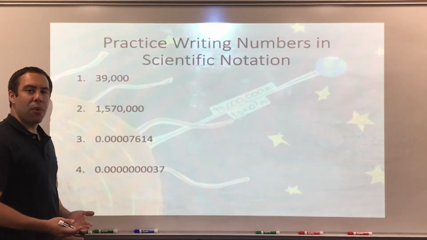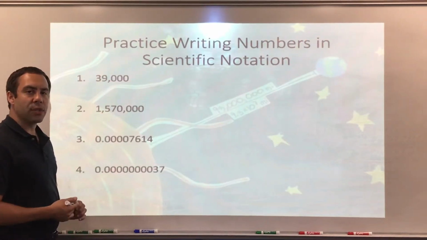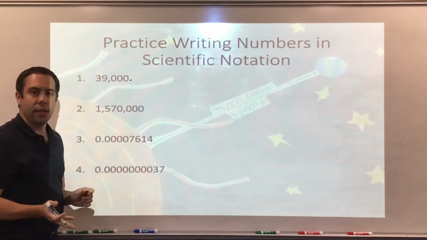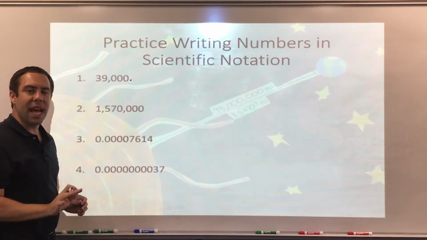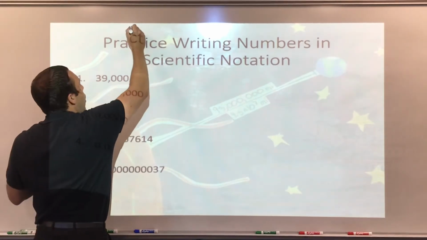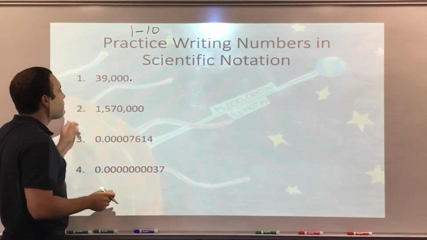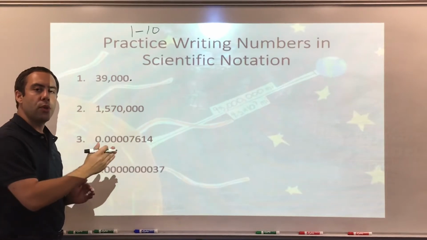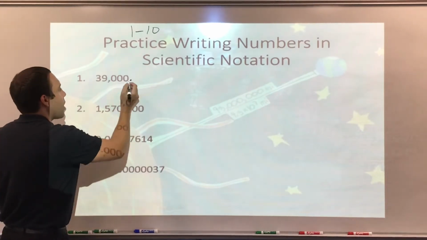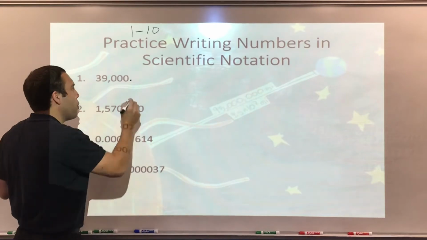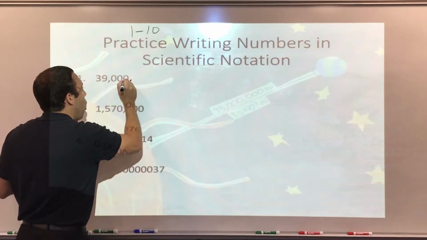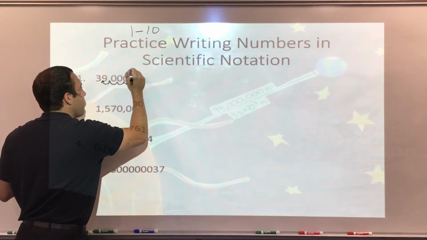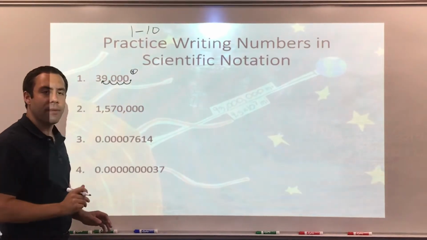In practice problem number 1, we have 39,000. In this number, the decimal point is here at the end. Now remember, we need to move the decimal to get a value between 1 and 10. Since 39,000 is a relatively big number, we're going to move the decimal point to the left. And we're going to count the number of times we move the decimal point as per step 1. So 1, 2, 3, 4. So we move the decimal point 4 times to the left.